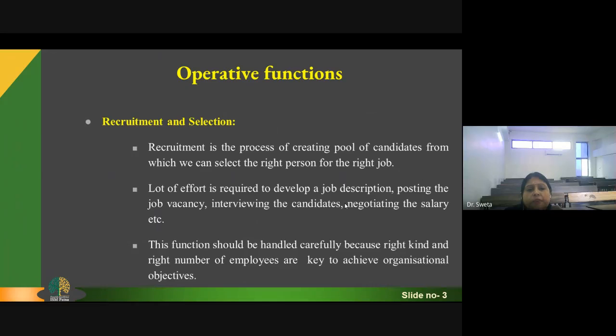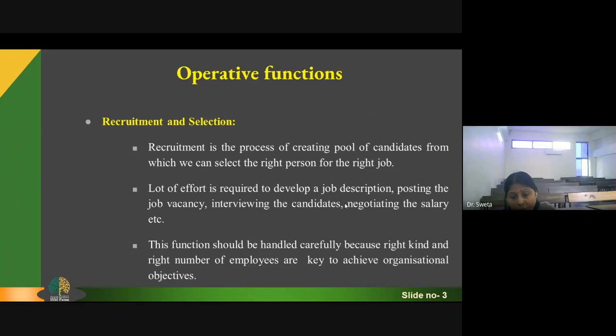And basically, if we talk about recruitment, it is the process of creating a pool of candidates through which we can select the right person for the right job. Means through the recruitment process, we are trying to prepare an inventory, and from that inventory, we will be selecting the candidates who will be a perfect fit for our organization.